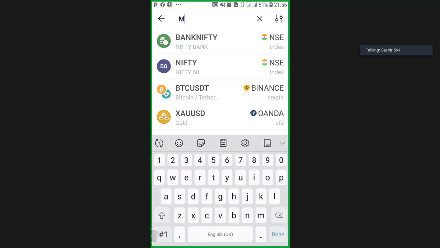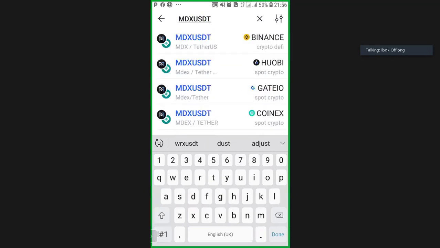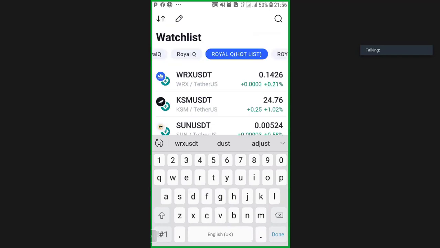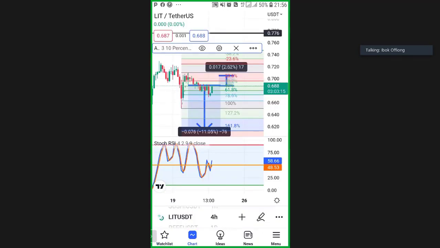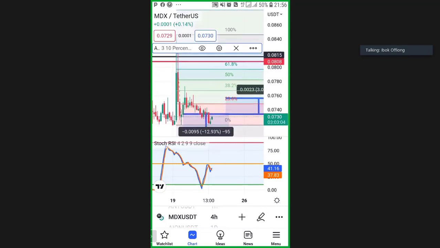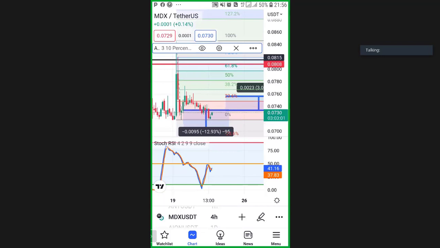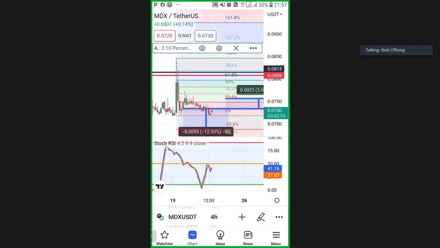MDX USDT Binance. Now somebody will say, is MDX still going to pump? Of course. Look at it. There are some things that I don't want to say out; with time, we'll also talk about it. This coin will still pump. It can move to the 100% area.